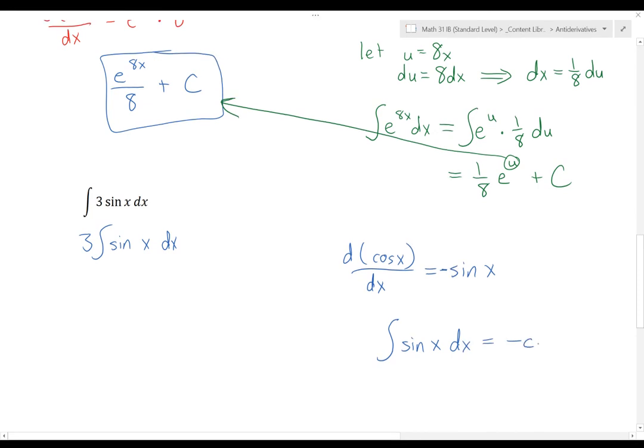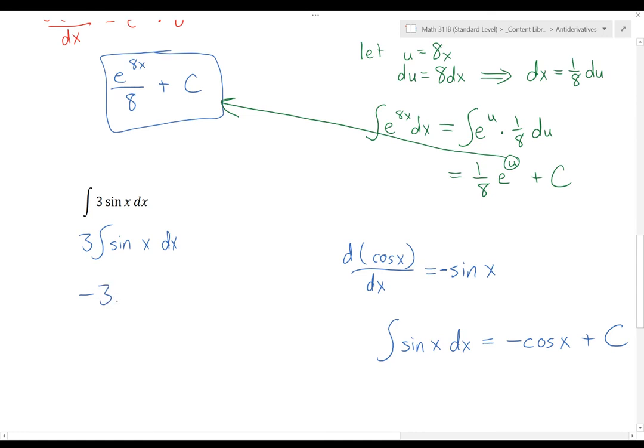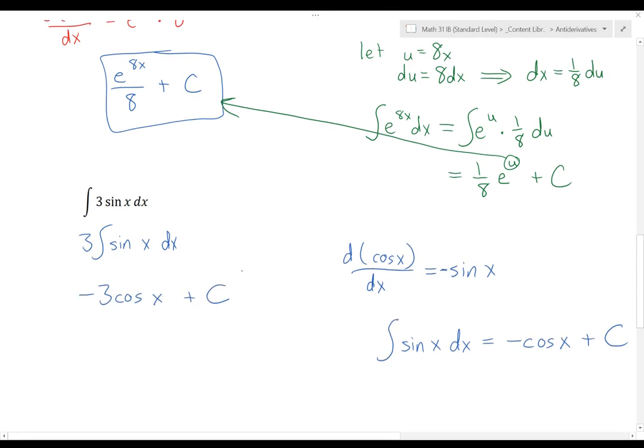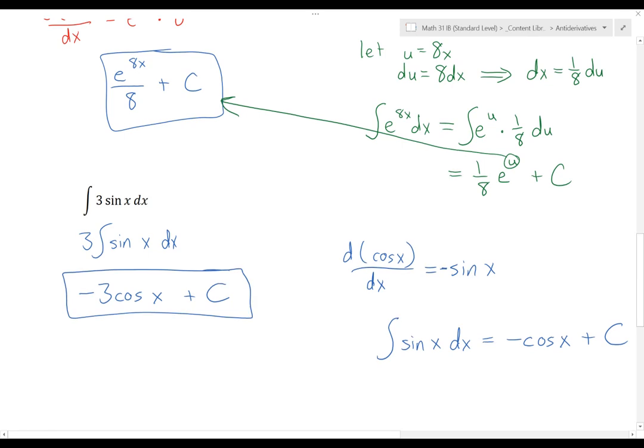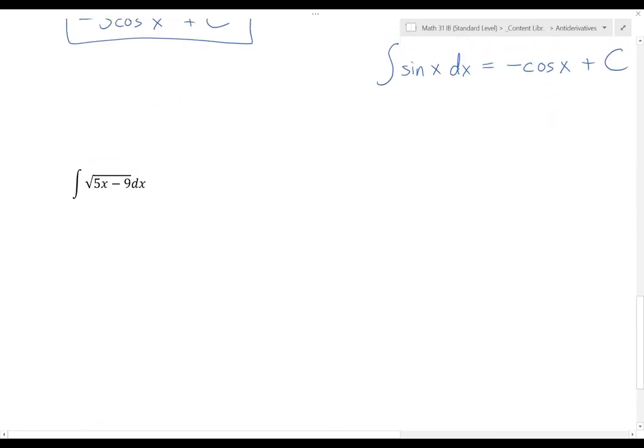So what this tells me is that the antiderivative of sine x dx has to be negative cos x plus some constant. In this case, where I have 3 sine x, what I'm going to end up with is negative 3 cos x plus c. When in doubt, you can just derive that again and see, would I end up with 3 sine x? And I would, because negative 3 cos x would become negative 3 times negative sine x, which is going to become positive 3 sine x. And the derivative of that constant is just going to be 0.